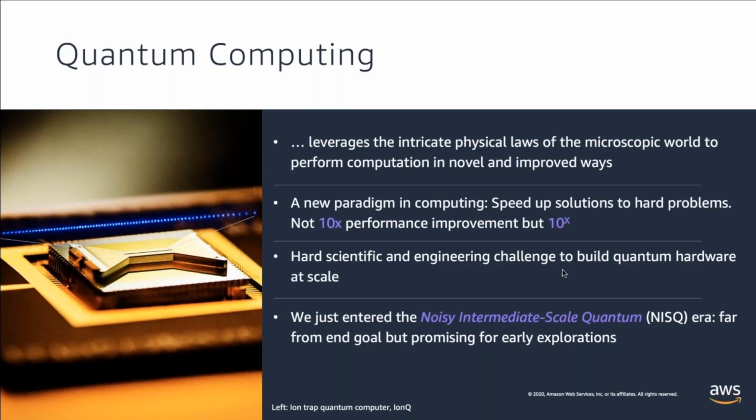Because we don't have these quantum computing devices at that scale today, and it's an extremely hard scientific and engineering challenge to build these devices at scale. So where are we today? Today, we're just entering what's called the noisy intermediate scale quantum regime, which is far from the end goal where we want to be, but it's a promising start for early explorations.